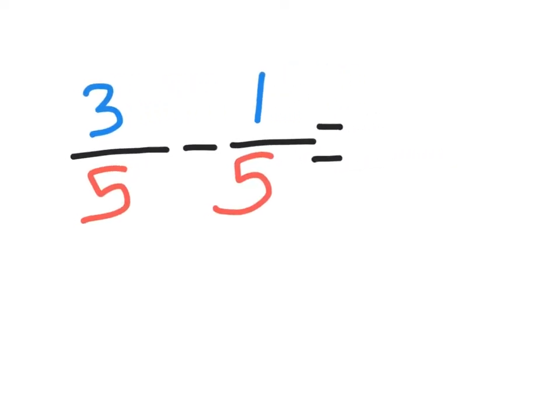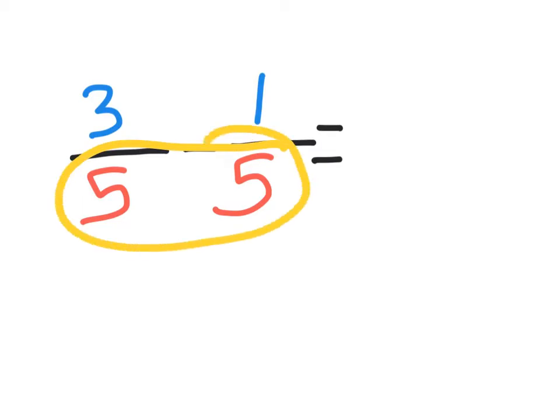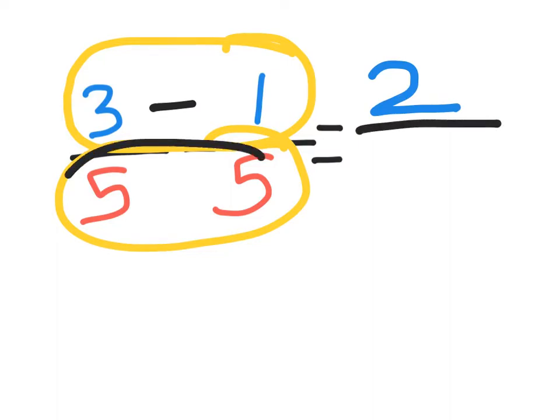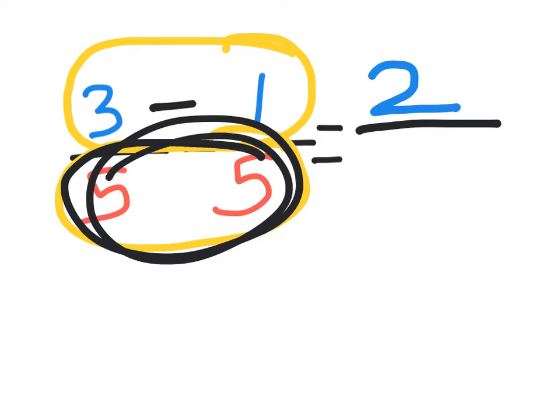Let me see if I can zoom out. Perfect. Okay, so what I want to do is notice down here the denominators, those numbers are the same, so they will stay the same. However, up here, the numerators, remember that we need to subtract them. So 3 minus 1 is 2. And then down here, again, these numbers at the bottom, they stay the same, the denominator. So therefore, 3/5 minus 1/5 equals 2/5.